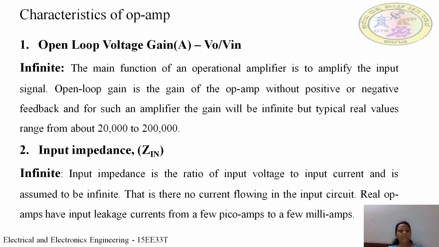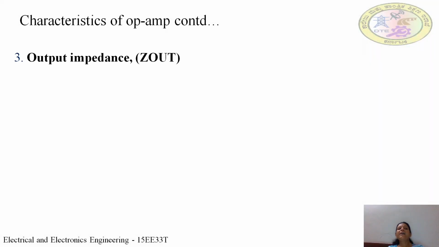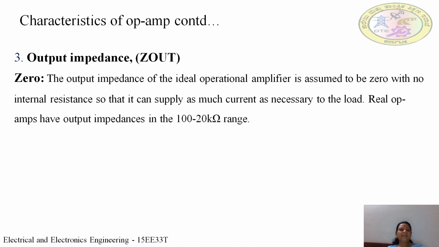The third point is the output impedance. We know that the output impedance of an operational amplifier is 0. Yes, the ideal operational amplifier would have an output impedance of 0. But real op-amps will possess some output impedance that ranges from 100 to 20 kilo ohm. Practically speaking the output impedance is in that range, but ideally operational amplifiers have an output impedance of 0.